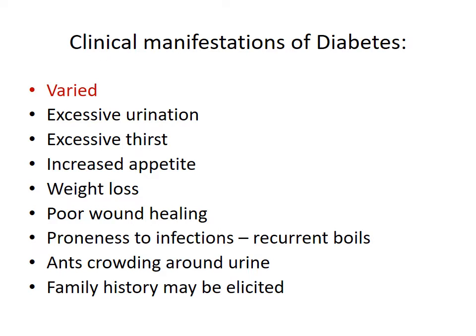They're very prone to infection, so they have recurrent boils, and this will occur in terrible places all over the body. And when they pass urine and they go back to the urine, they notice that there are lots of ants crowding around the urine, and this could be very alarming. And sometimes it could occur in families.